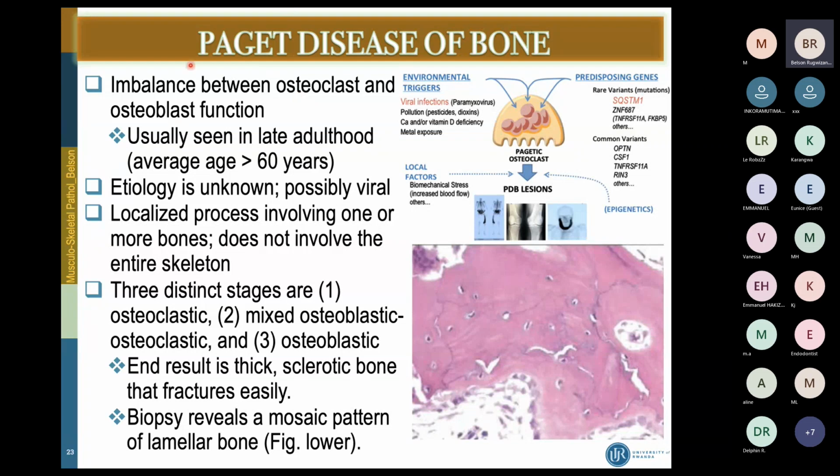So the issue here is the imbalance between osteoclast and osteoblast function. And this disease is usually seen in older people. Etiology is not known. Some people think it is viral, so they check more viruses like paramyxovirus, measles virus, and so on.